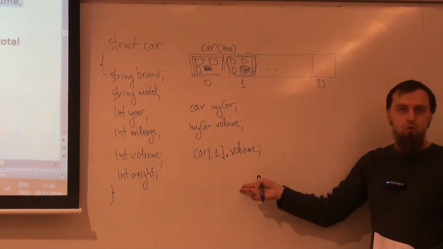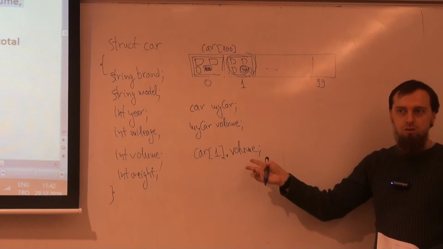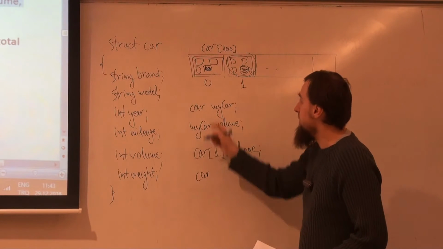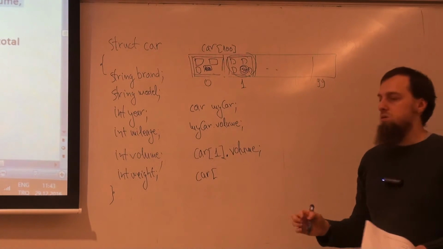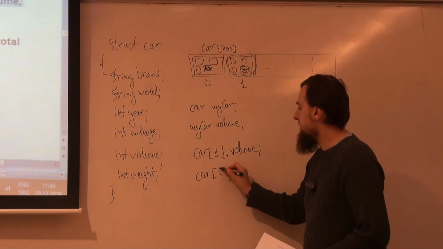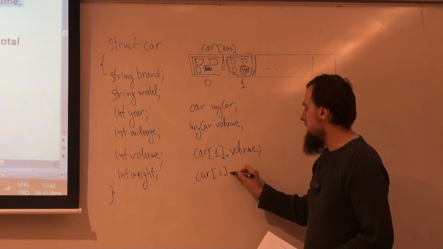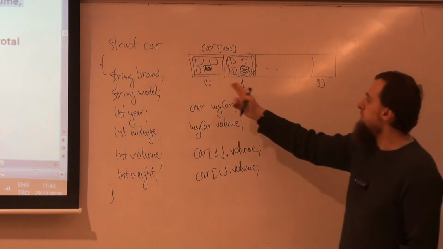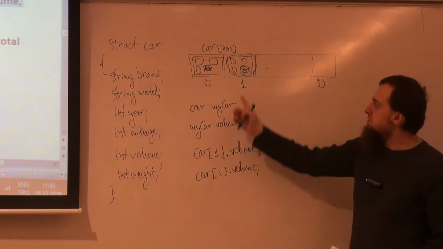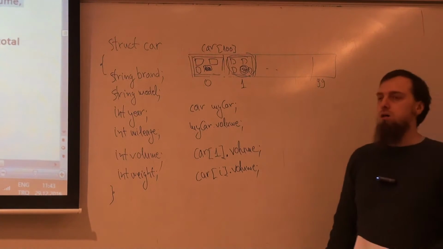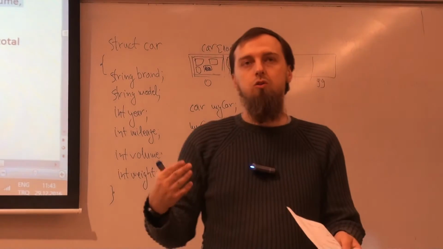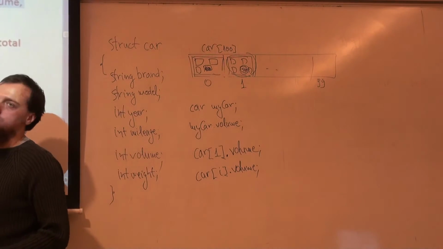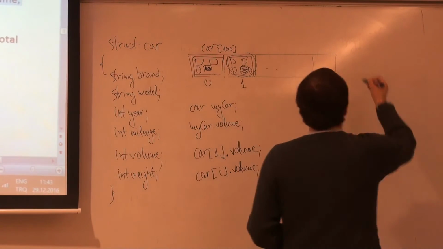Is this clear? I mean, you should do it for your homework also. Is this clear or not? Very nice. If the name of the array is car, and I want to access an arbitrary ith entry, I do car[i].volume. What I'm going to do is start from 0 up until the end, and see how many of those cars have a volume greater than 1600. And I should return that value.